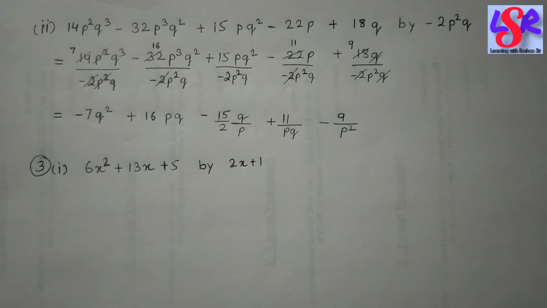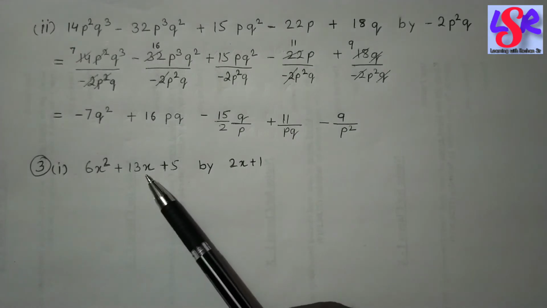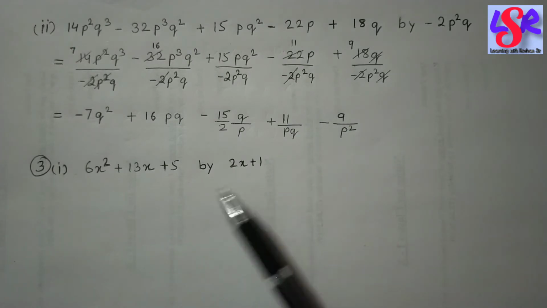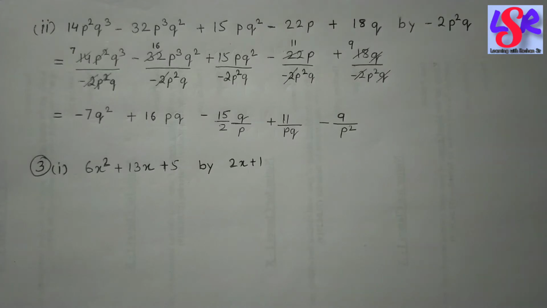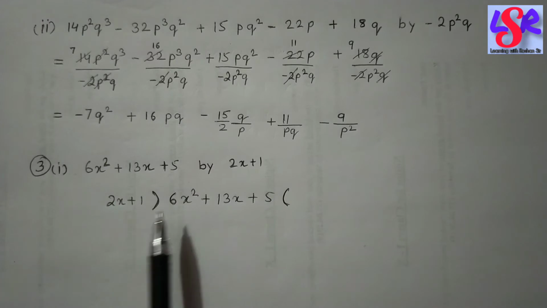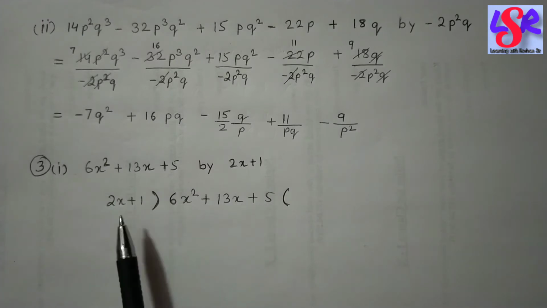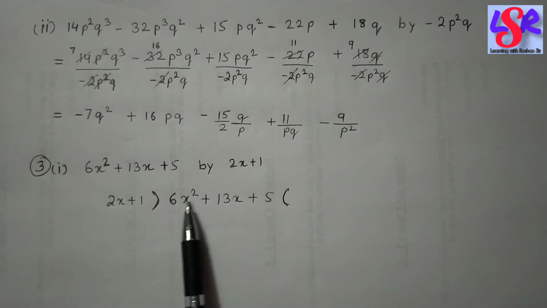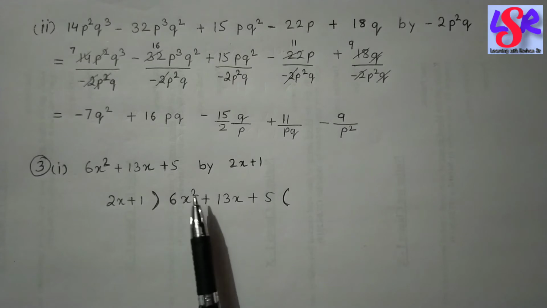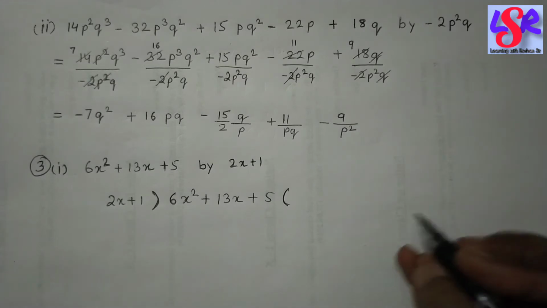Now in question number 3 we have to divide a polynomial by a binomial. So in this case we are going to write this one as this, in which divisor is written over here and dividend over here. Now we are going to multiply 2x by any number to get 6x square. So what should we multiply with 2x so that we get 6x square? So we get 3x.